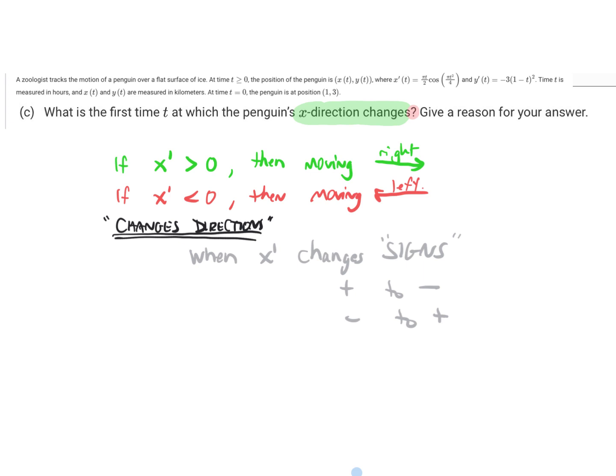Alright, so how do we find this? It might be worth noting that the function for x prime of t is a cosine function, and therefore we know that it's continuous. So if it's continuous, then when we move from positive to negative, it must cross 0. So we want to find when x prime is equal to 0. Let's set this equal to 0, and we'll be on our way.